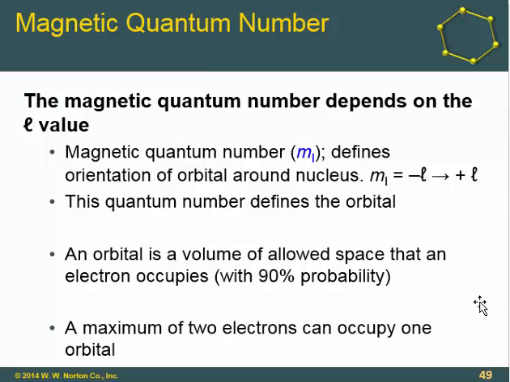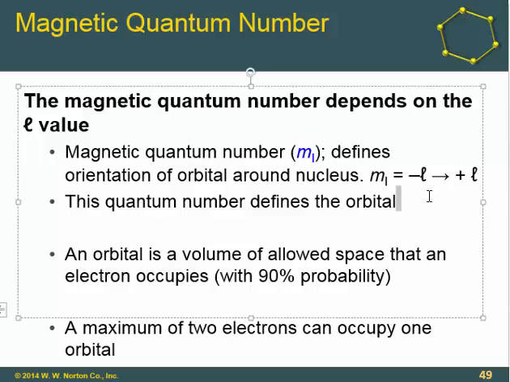The third quantum number is known as the magnetic quantum number. And this is signified by a lowercase m with a subscript l because it depends on the l value. And this would be your street that you live on. So the allowed values for the magnetic quantum number go from negative l to positive l, and all integers, including 0, between those two values.